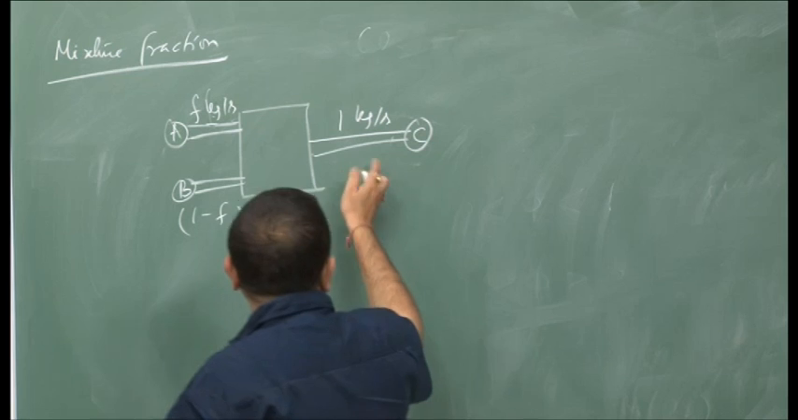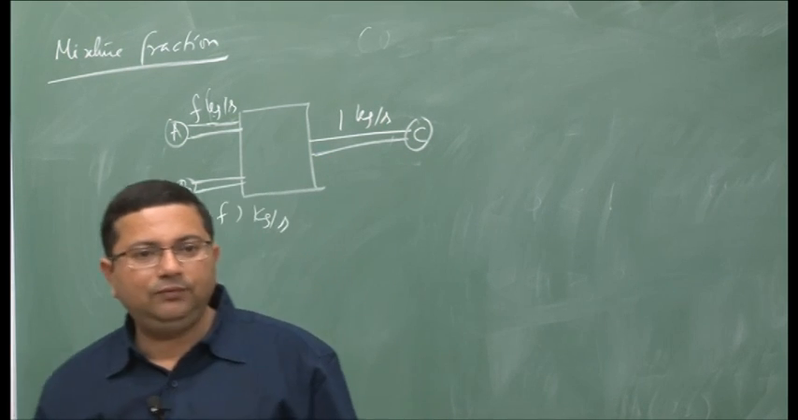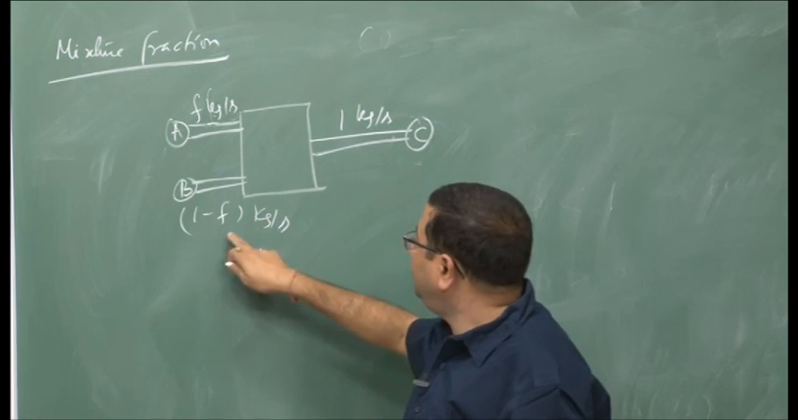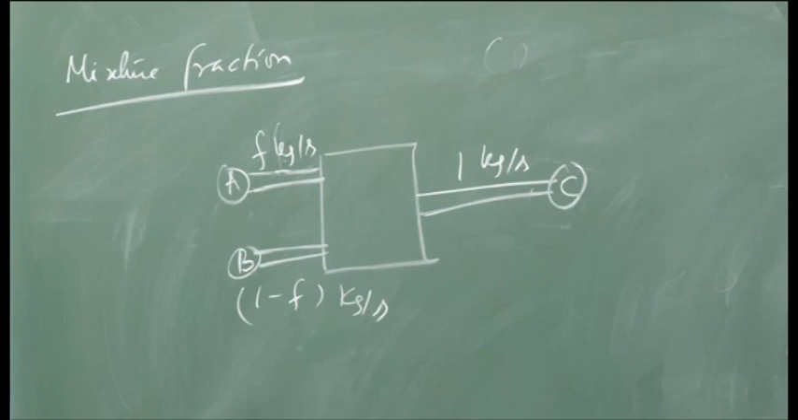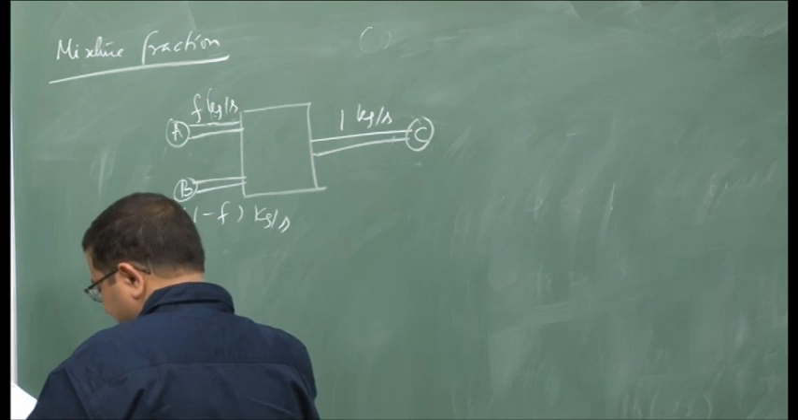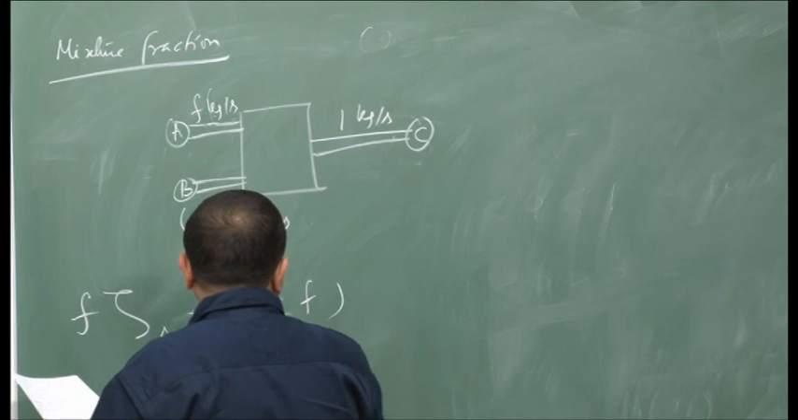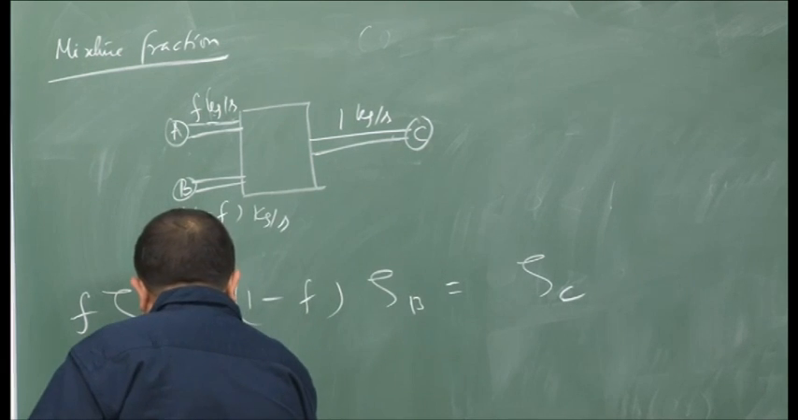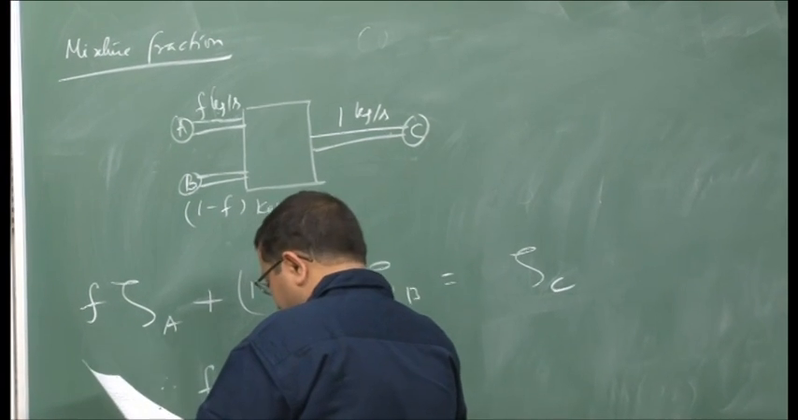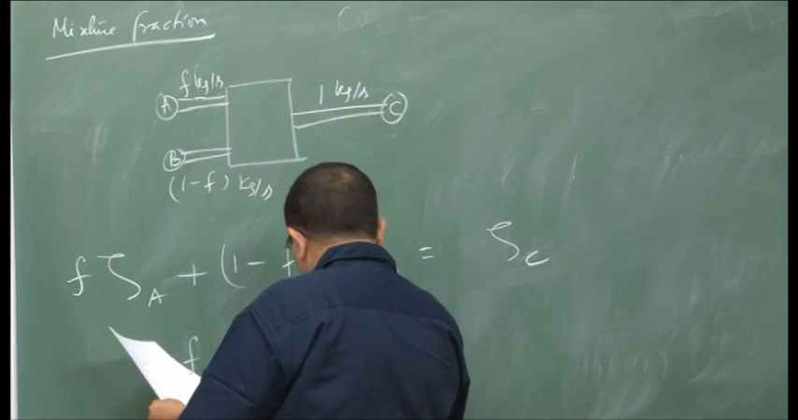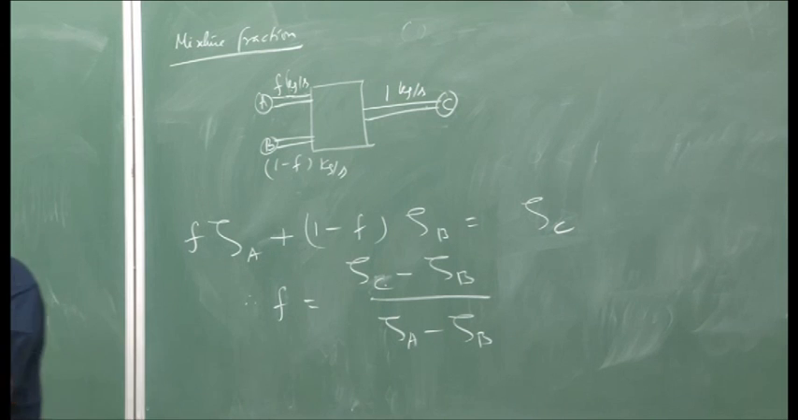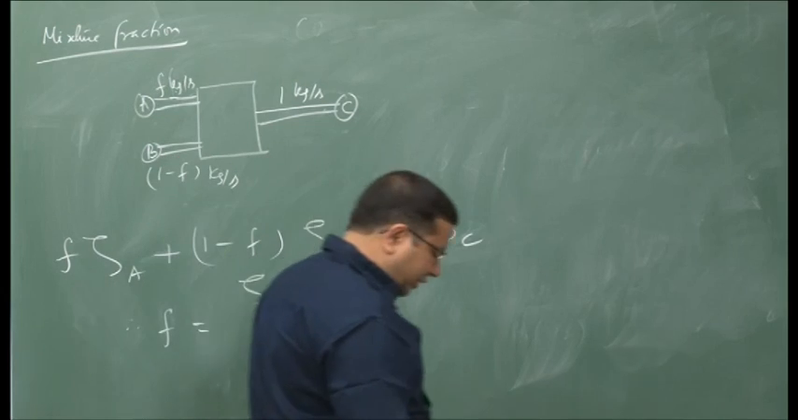So, now we have the mixture flowing out at a mass of 1 kg per second. This mixture C contains F kg per second of A and 1 minus F kg per second of B. Then any extensive property zeta of this mixture can be written as F times zeta A plus 1 minus F times zeta B equal to zeta of the mixture C. Okay. Therefore, I can define this F as zeta C minus zeta B by zeta A minus zeta B. Okay. So, this is called mixture fraction. This is something we also use when we have a very complex system of many, many molecules. This is a very potent tool.